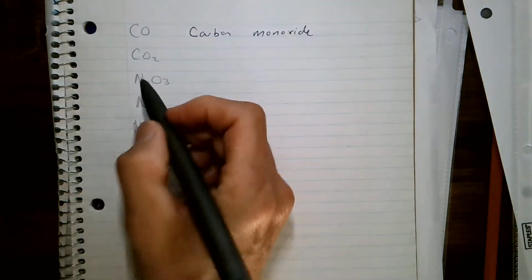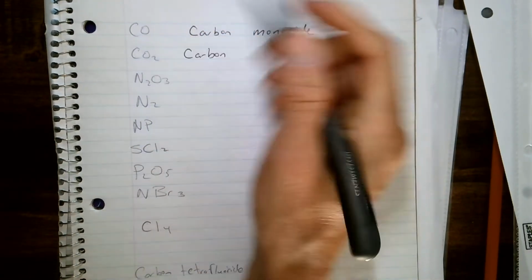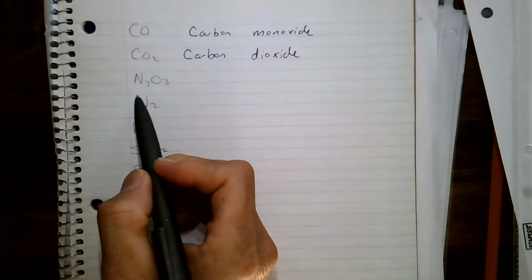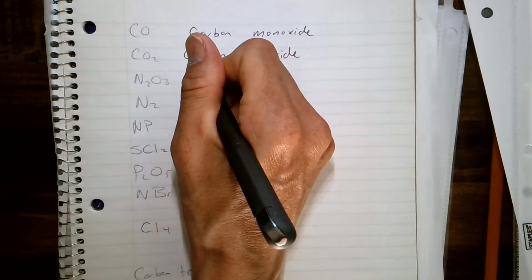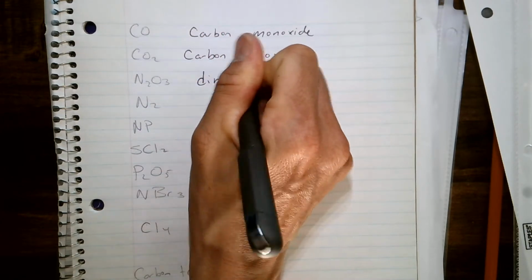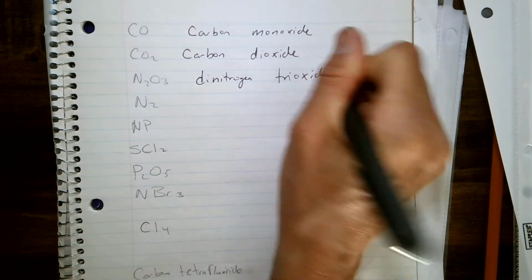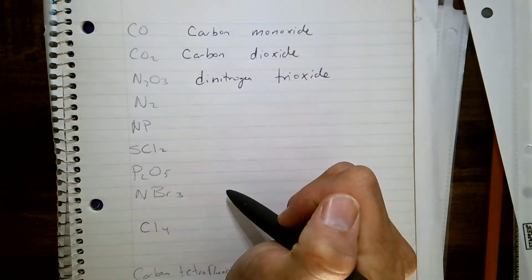Okay? Next one, same thing. We don't put the mono for the first one. And then we have dioxide. All right, so we have 2 nitrogen and 3 oxygens. For this one, we would do dinitrogen and then trioxide. Remember, we're still changing the ending on that second nonmetal to IDE.